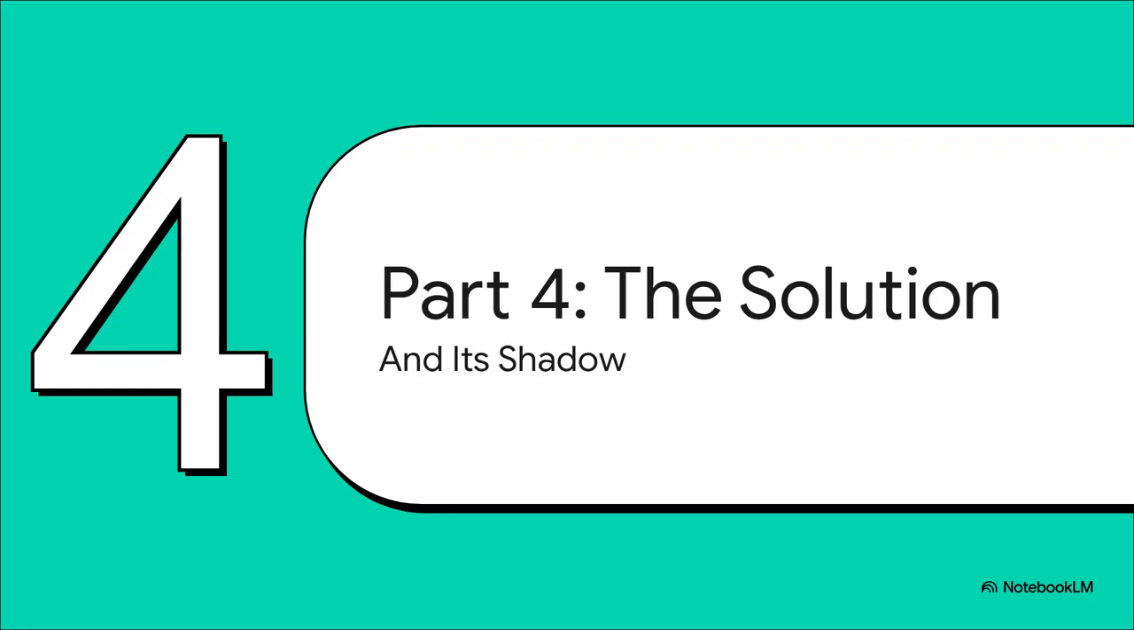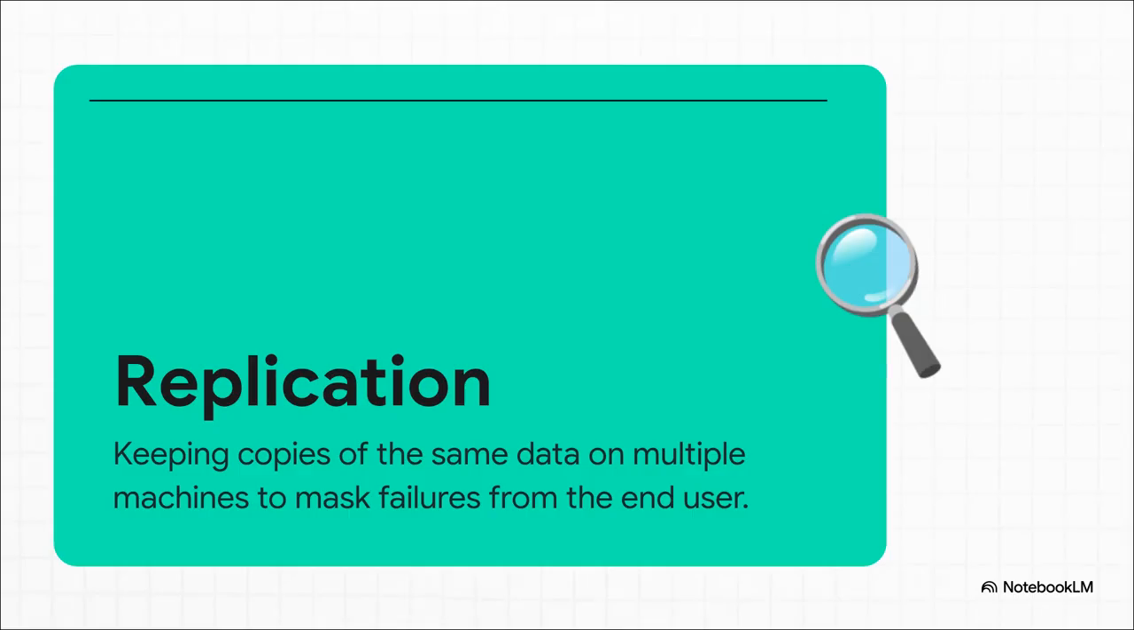Okay, so if failure is just a fact of life, how in the world do you build a system that can actually survive it? The solution, and this is a huge concept, is replication. Replication is basically the hero of our story. It's the key technique that masks all this chaos from the end user. By keeping copies of your data on multiple machines, if one server crashes and burns, another one is right there, ready to take its place. To the user, it just looks like nothing ever went wrong.